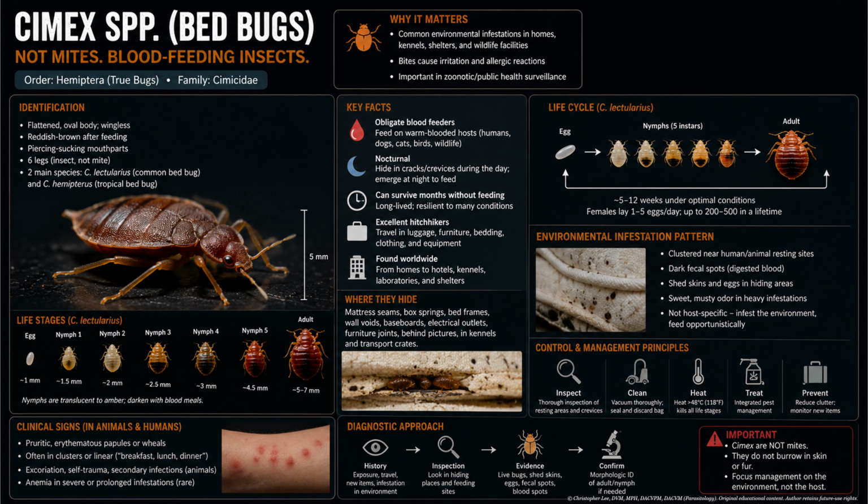Bedbugs like to hide in cracks, crevices, mattresses, furniture, kennels, shelters, transport crates, and resting areas. They emerge to feed, often at night. The host may be human, dog, cat, bird, or another warm-blooded animal. But the real infestation is in the environment. Clinical signs are usually pruritic papules or wheals, sometimes in clusters, with irritation and self-trauma. Diagnosis is by history, inspection, and finding live bugs, shed skins, eggs, fecal spots, or blood spots. Bottom line, manage the environment, not just the patient.